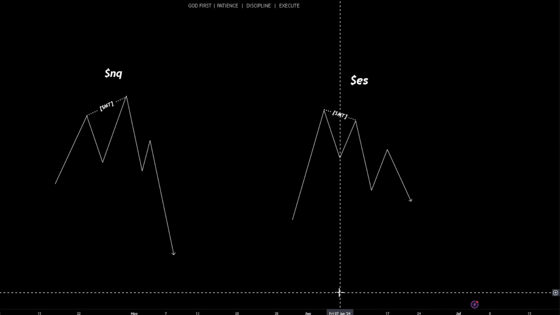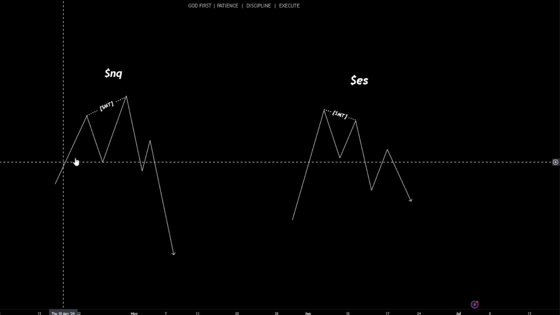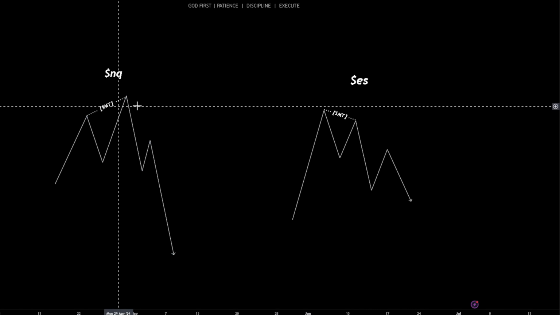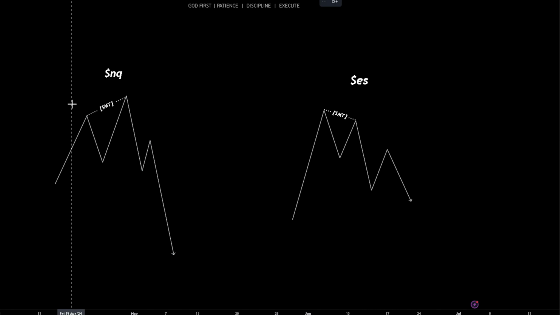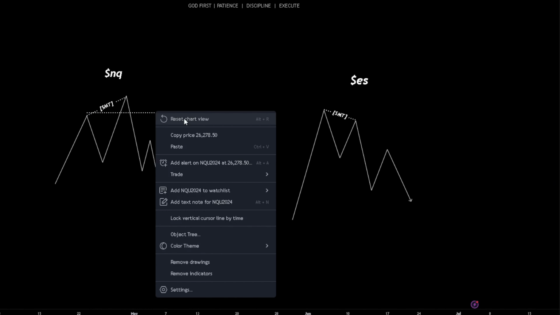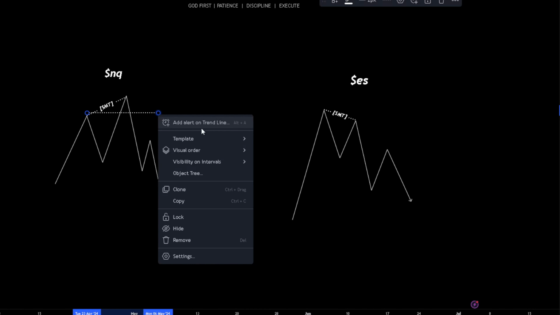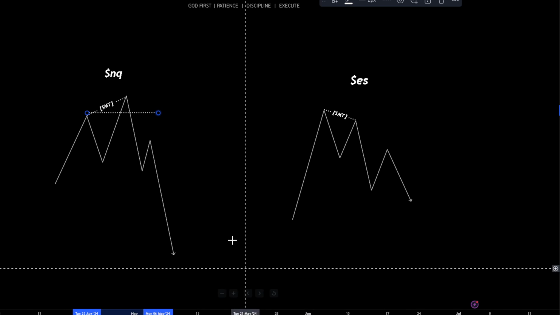And so if you are a turtle soup trader like I am, you would trade this one because this would be the turtle soup right here. We would have our turtle soup right here, and then we would trade that to go short. So this is a bearish SMT.